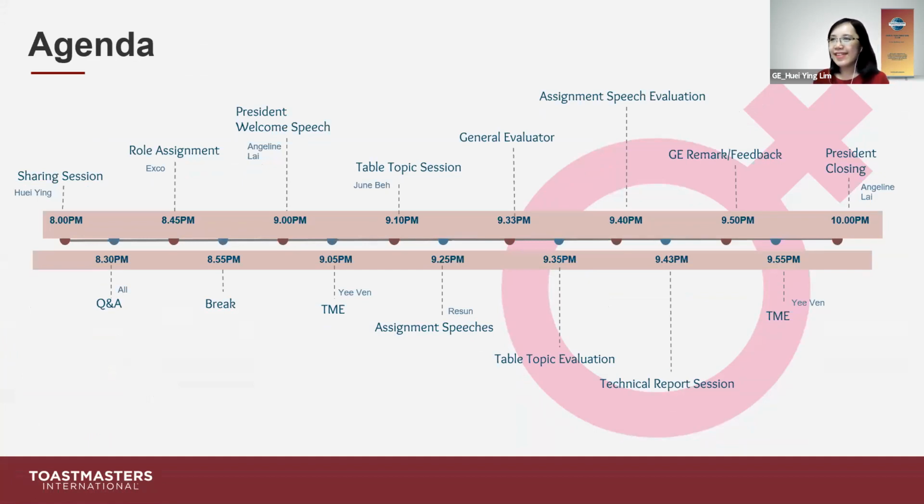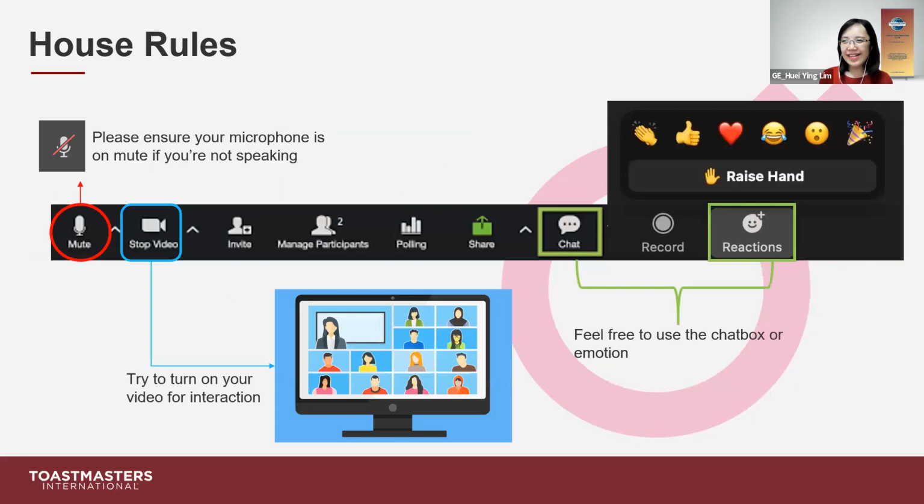Okay, thank you so much, Huei Ying. Thank you, fellow Toastmaster members, for attending the meeting this evening. Welcome, all of you. I'm Risan. We will start with the simple house rules. For this meeting, when you are not speaking, please make sure to mute yourself. We also welcome you to share your videos so that you can interact with us.